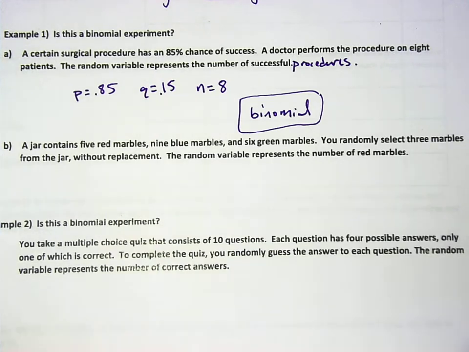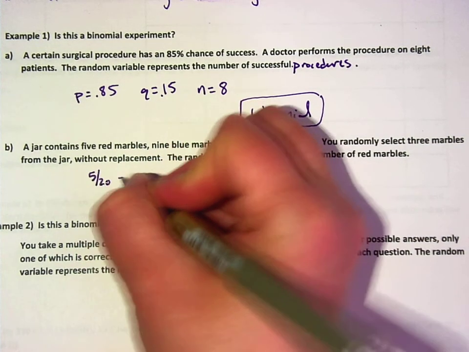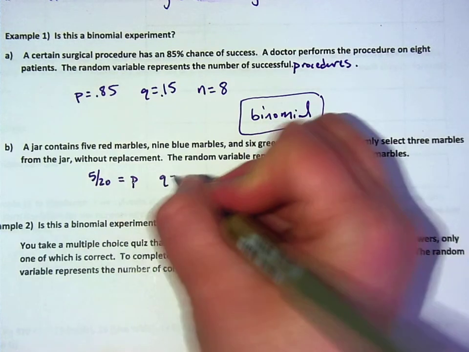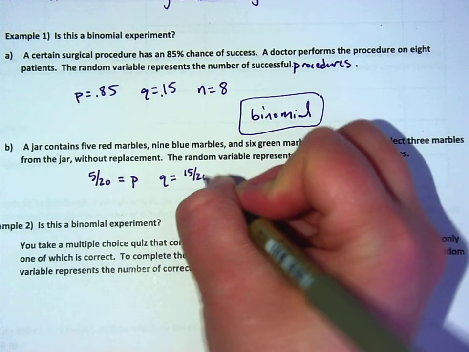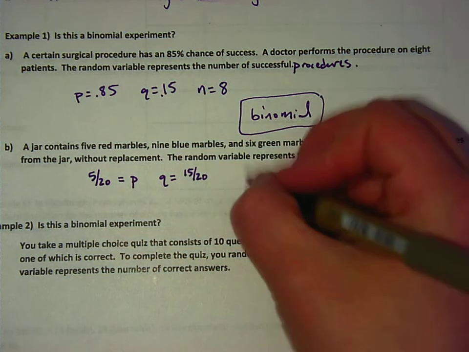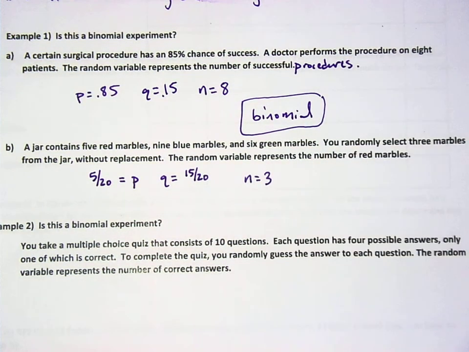So, what's the probability of you getting a red marble? 5 out of 20. All right, so 5 out of 20, that's your probability of success. Q, your probability of failure is 15 out of 20. We have a fixed number of trials, 3 trials. You either succeed, as in you get a red marble, or you fail, you don't get a red marble. And X is the count of how many red marbles we have.